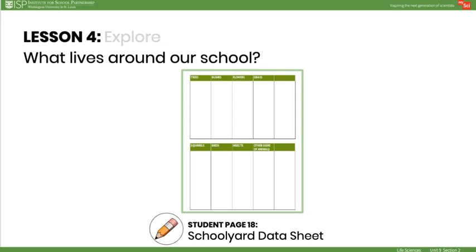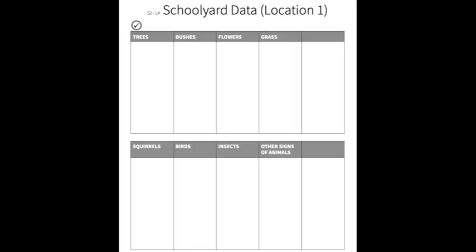In the Explore, students will make observations of the school environment and draw, write, or tally what they see on Student Journal page 18, Schoolyard Data Sheet. Choose an area around the school for students to observe. This could be a playground, a garden, a grassy area, or a field. Give them guidance as they record their observations.